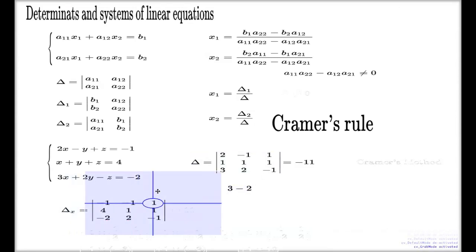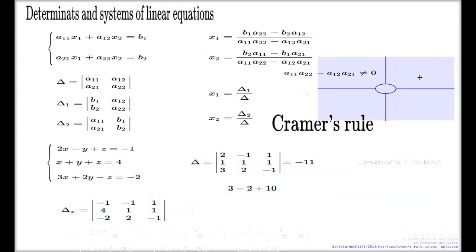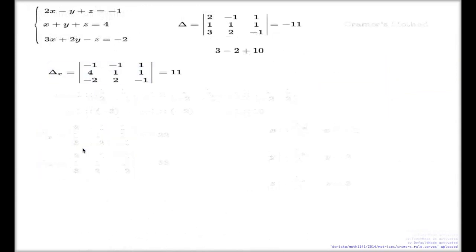And now I move my cross here. The minor here, 8, plus 2, it's 10. So it is plus 10. So it is 11. 11. Already now I can tell you what will be the x value in my solution. It will be 11 by -11. It will be -1. Let's just now open delta y.